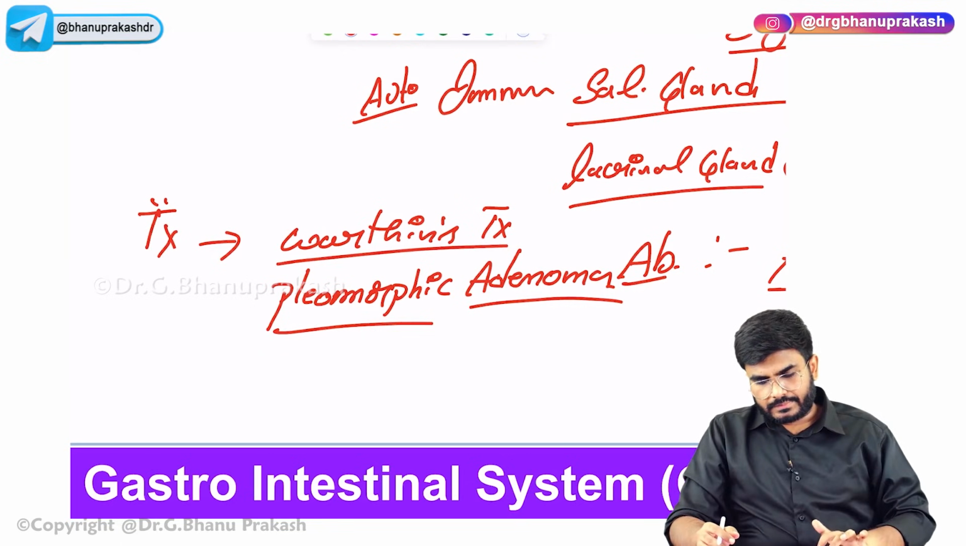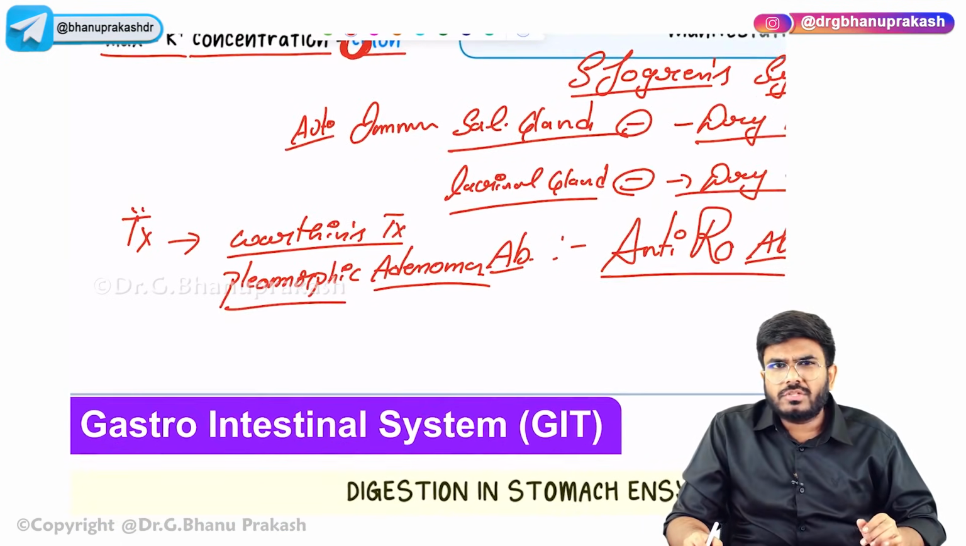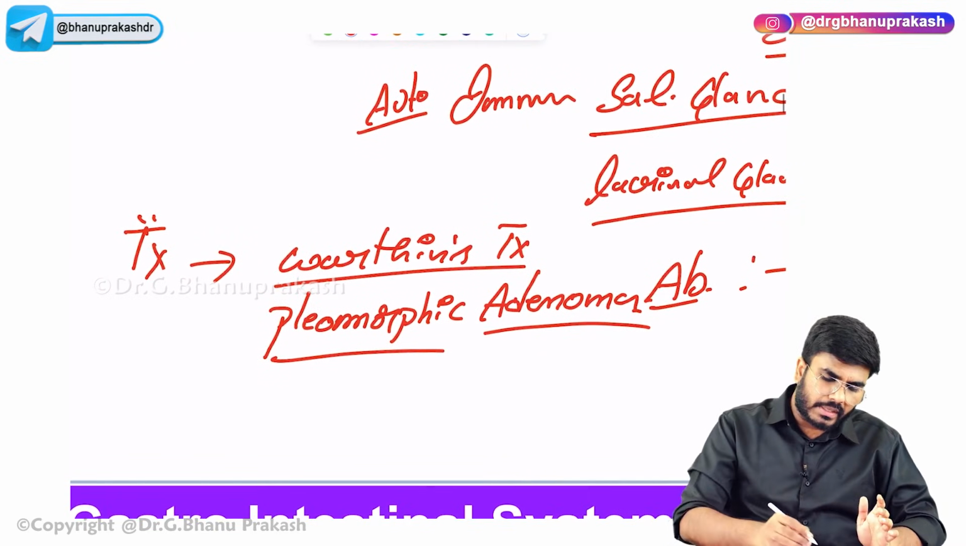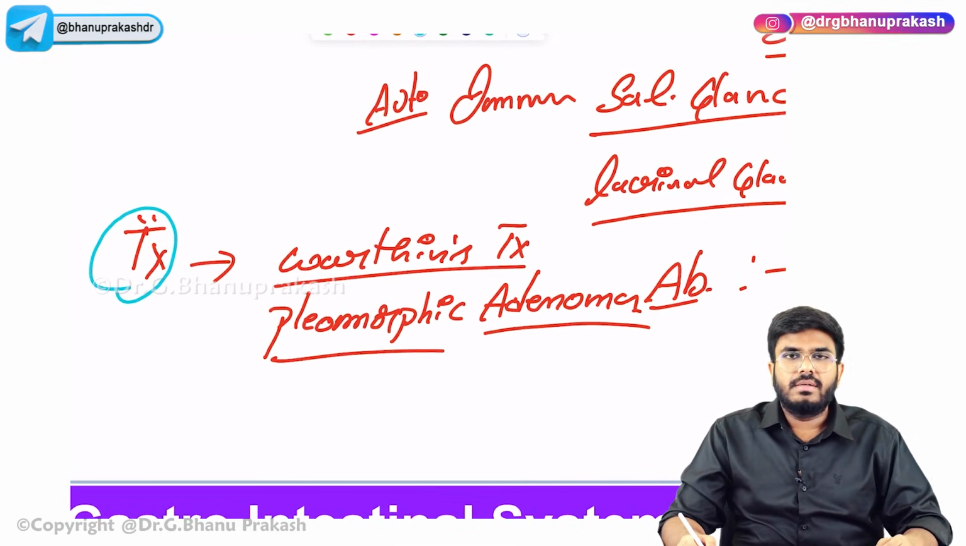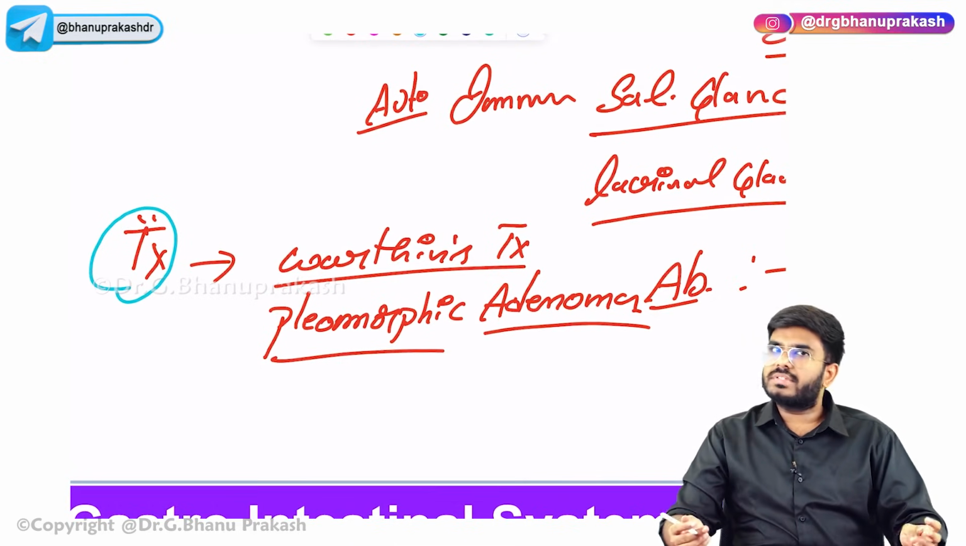Now, one more thing is there, mucoepidermoid carcinoma. I don't want to go to that detail. Simply remember, there are two tumors which are important for your exam. They will ask you, Warthin's tumor is a tumor of salivary gland. Pleomorphic adenoma is a tumor of salivary gland.